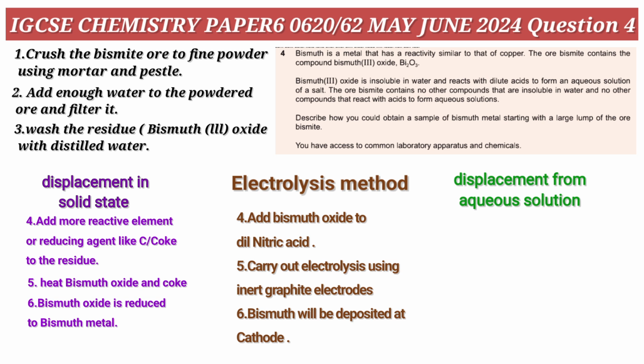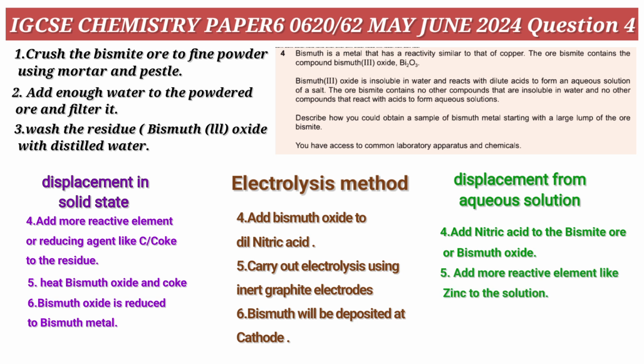For displacement from aqueous solution method, we have to form aqueous solution of ore or bismuth oxide by adding nitric acid to it. Bismuth salt will be formed from which bismuth is displaced by adding more reactive element like zinc to the solution, and bismuth will be formed by displacement.